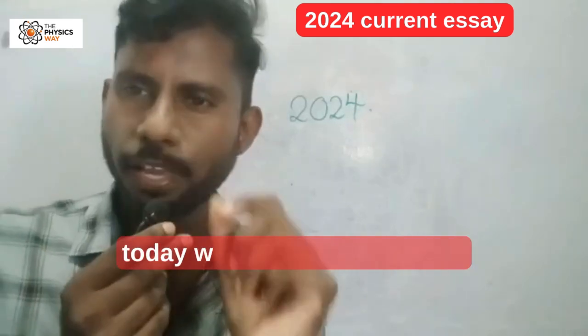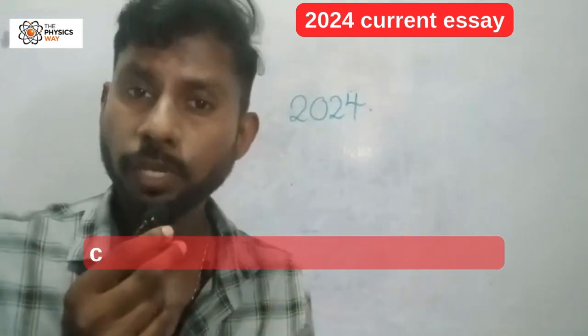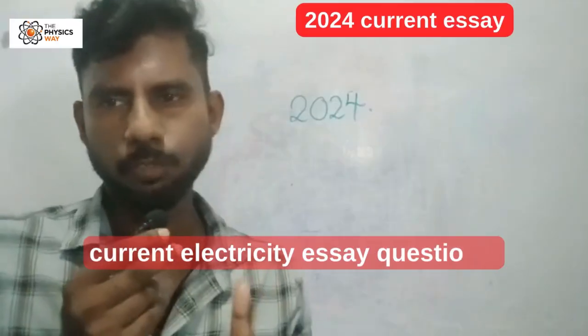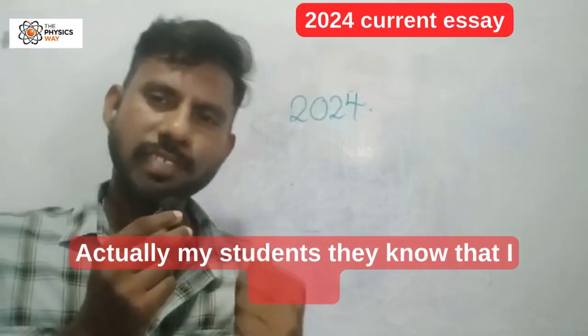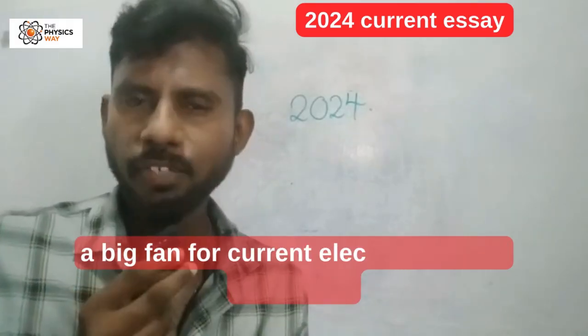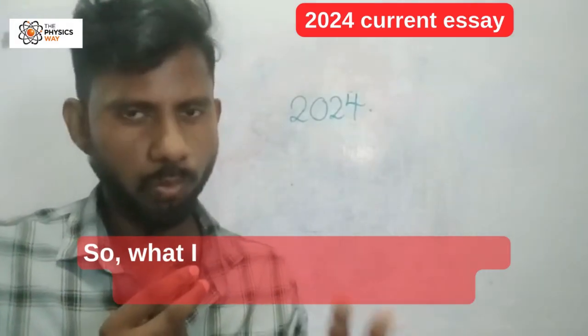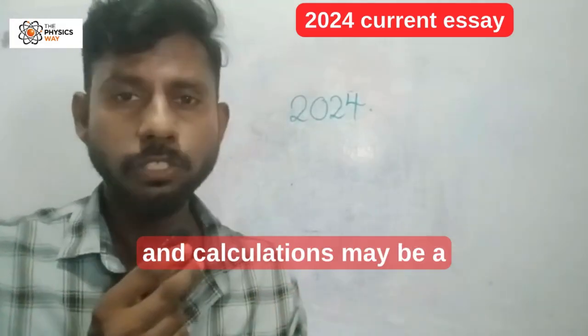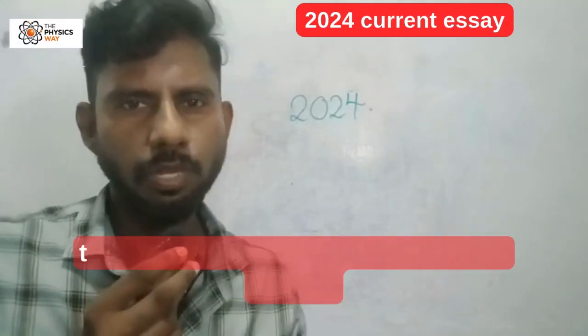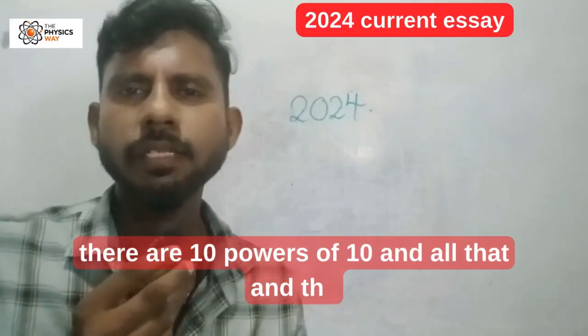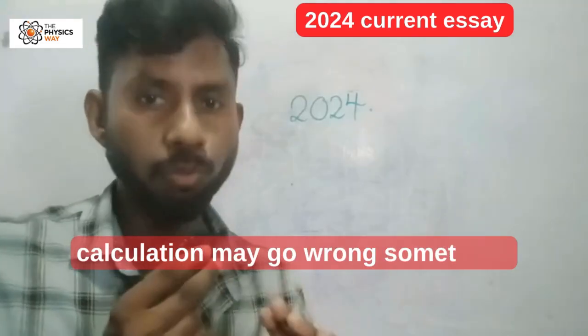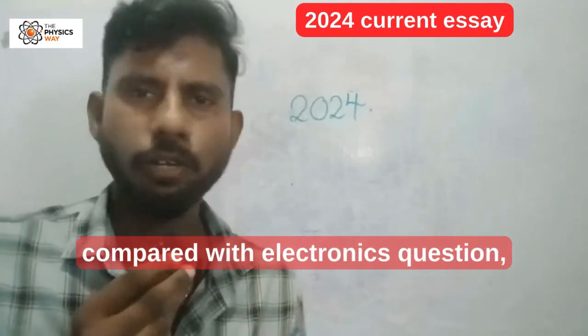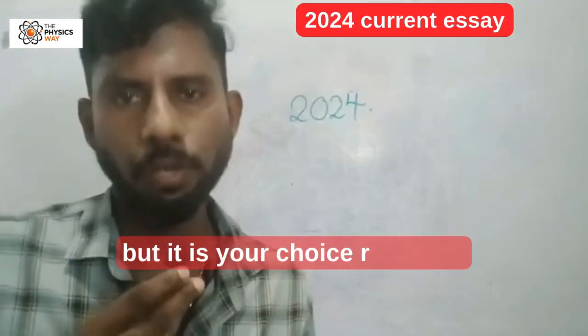Alright students, today we are discussing 2024 current electricity essay questions. Actually my students, they know that I am not a big fan of current electricity essay questions. It takes time for the calculations, and the calculations may be a bit hard. There are powers of 10 and all that, and the calculation may go wrong sometimes compared with an electronics question, but it is your choice, right?